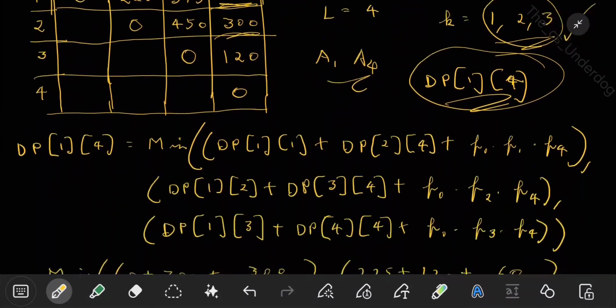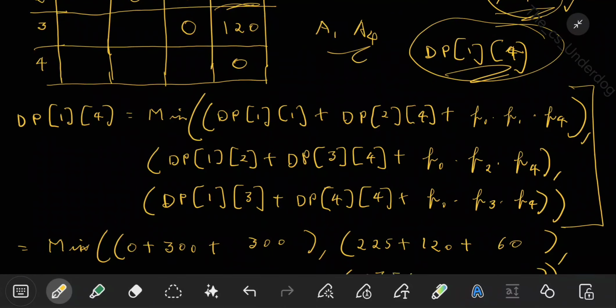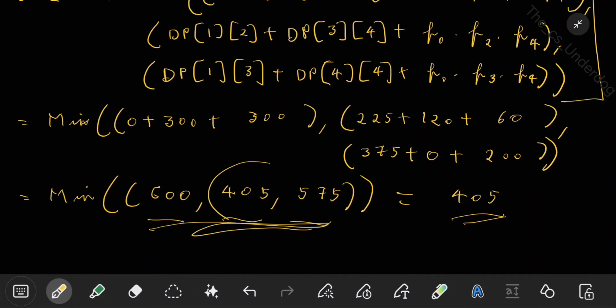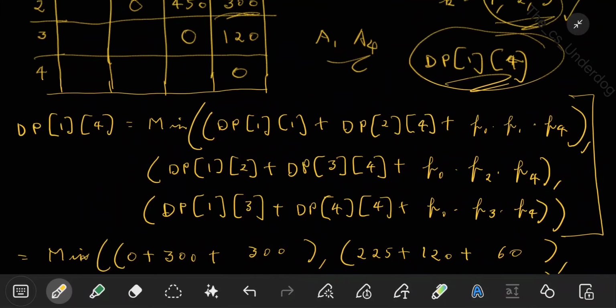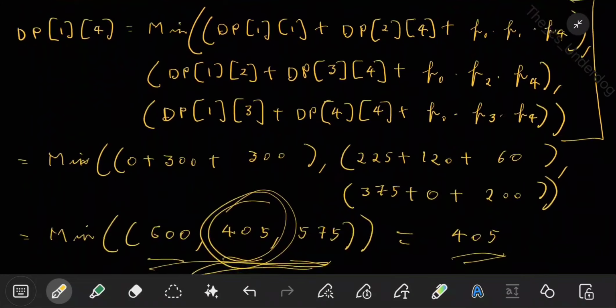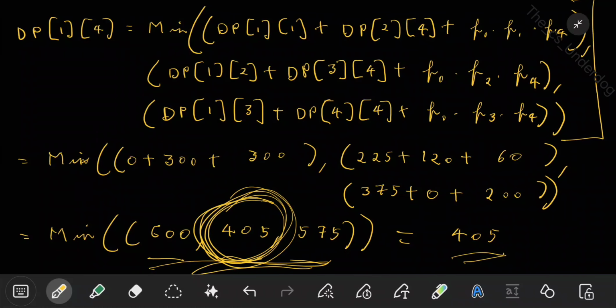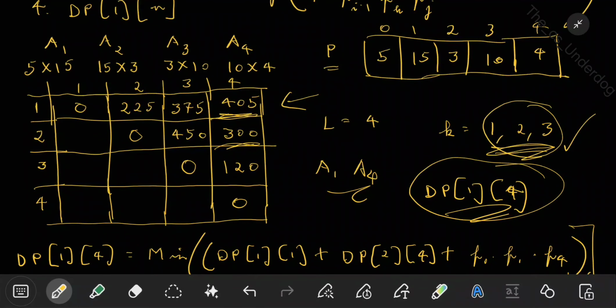See, for each of these values, for each case we found the final. Among them we chose whichever is the minimum. So in this case, for example, we had k equal to 1, 2 and 3. For k equal to 2, you got the minimum. So for each split, while you are storing the scalar multiplication count in the dynamic programming table, keep one more table in which you will keep the split. That is, instead of 405, you will be entering k equal to 2 here. So if you have the splits, then you can easily backtrack and find out the exact parenthesization that is required.